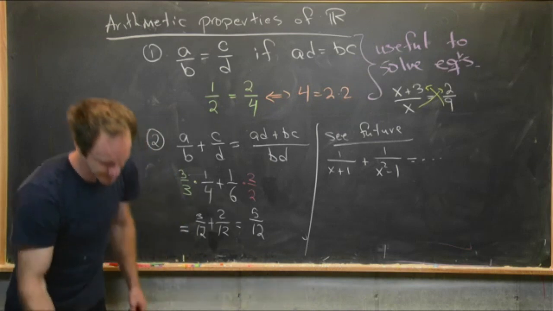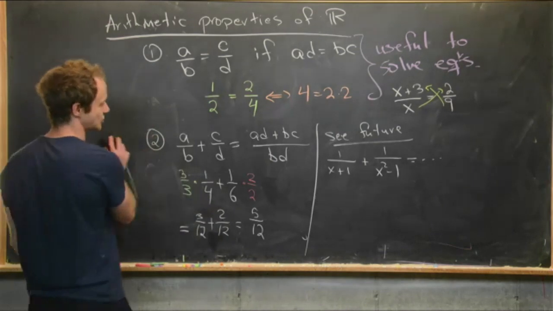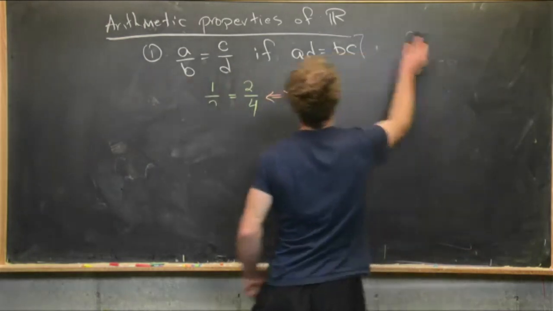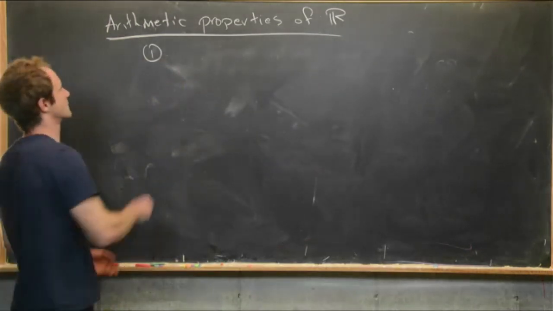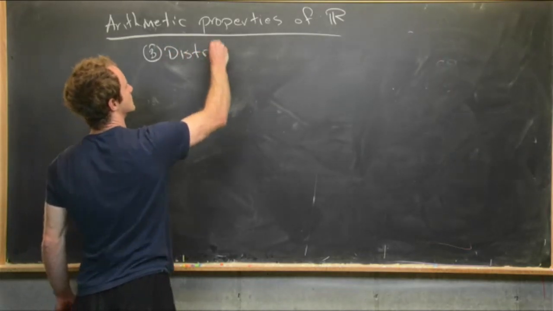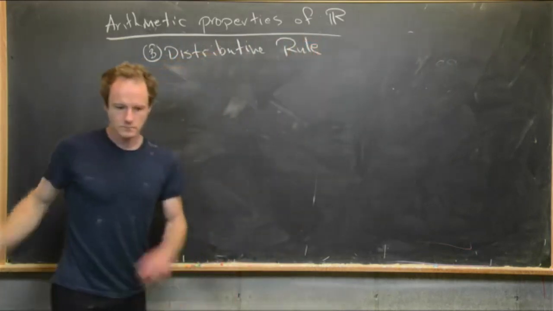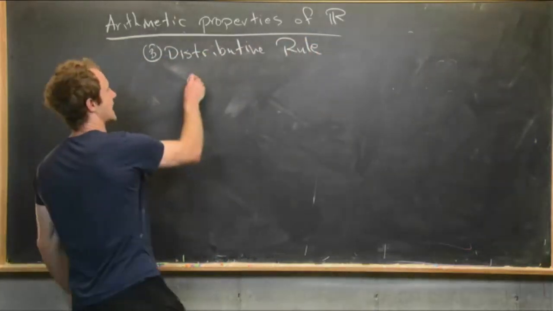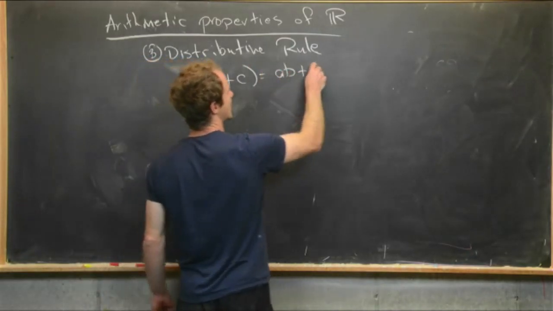Next, maybe, so I think first, second, these all have to do with fractions. Maybe next, just as a quick reminder, the distributive rule. So let's just recall that if you have real numbers A, B, and C, you could take A times B plus C. That's going to be the same thing as AB plus AC.